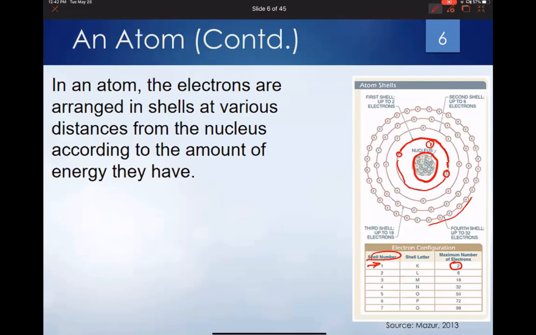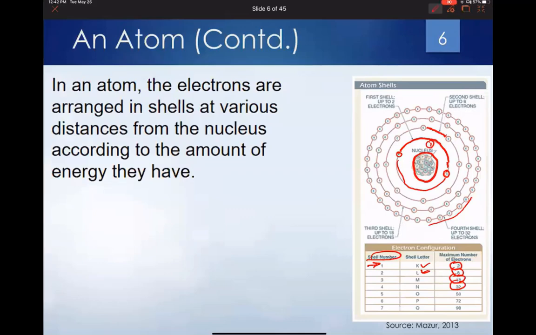If you go to the next shell, which is this one right here, this shell can have up to 8 electrons. We use the letter L to denote that. And similarly, you have shell 3, shell 4. Each shell can have a certain maximum number of electrons.